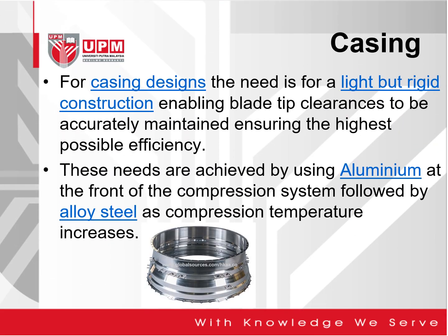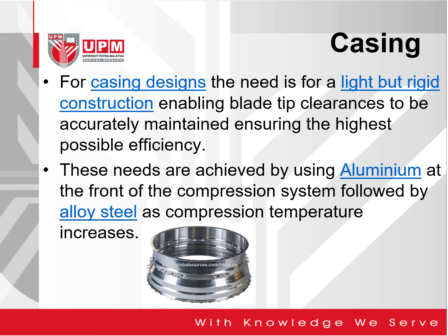We start with the casing. What materials are suitable to be used in casing? Is it going to be just one type of material or a combination of materials? For casing designs, the need is for a light but rigid construction, enabling blade tip clearances to be accurately maintained, ensuring the highest possible efficiency. These needs are achieved by using aluminium.